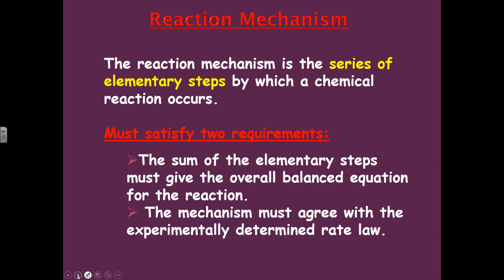The second criterion that must be satisfied for a mechanism to be what we would call probable or valid is that the mechanism must agree with the experimentally determined rate law, or the observed rate law. That rate law would have been determined using one of the strategies like the method of initial rates, or maybe even looking at some concentration and time data. But for the mechanism to be probable or valid, it must satisfy both of these requirements, not just one, but both. So the sum of the elementary steps must add together to give you the overall balanced equation, and the mechanism must agree with the experimentally determined rate law.